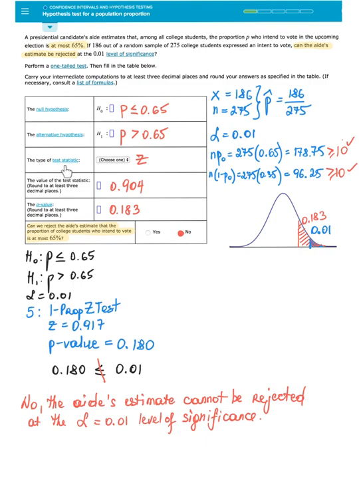Whenever you work with proportions, the test statistic is always Z, and we're going to use the one proportion Z test on the TI-84 to get the Z value, the test statistic, and the P value, the area with respect to this test statistic. So when I input the information I have into this test on the TI-84, I got these numbers. Z is 0.917 and the P value is 0.180.